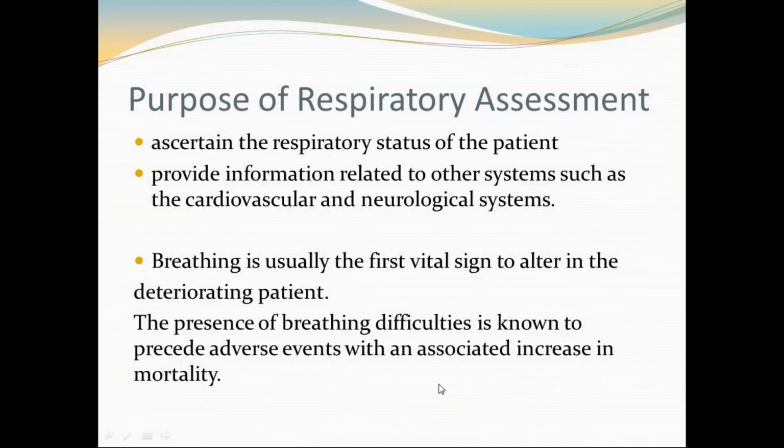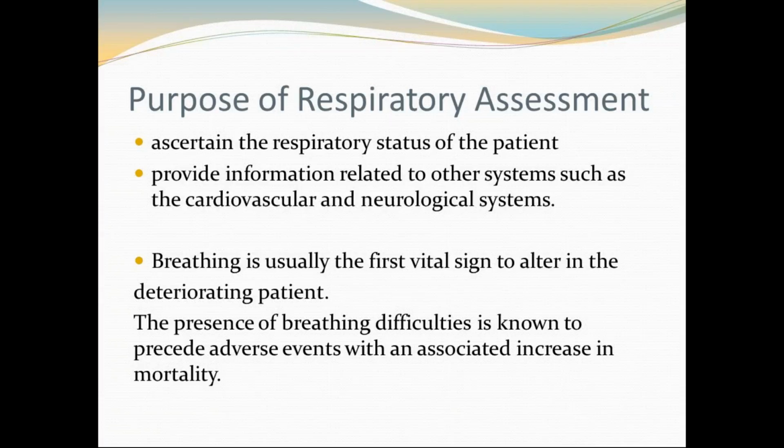and let's have a look at what respiratory assessment's all about. So why do we do it? We're looking at the respiratory status of the patient, but the respirations and the way in which somebody's breathing actually provide us information relating to other body systems, such as cardiovascular and neurological. So it's quite an important piece of the jigsaw puzzle, as it were.